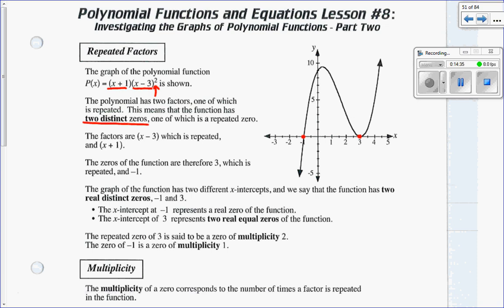And one of those 2 distinct zeros is a repeated zero, okay? And that is +3, this one right here, because that's the one that is being repeated. So the factors of this equation are x plus 1 and x minus 3, which is repeated. The zeros of the function are 3 repeated and -1. And this graph has two different x-intercepts, so we just say that it has two real distinct zeros, -1 and 3.